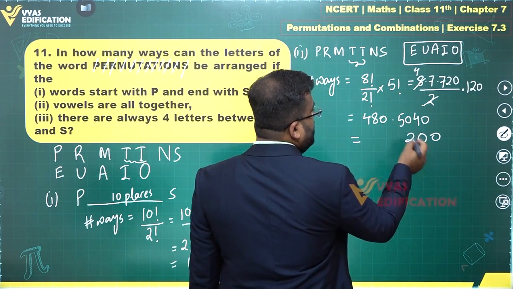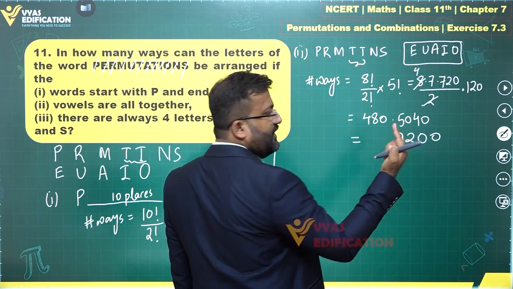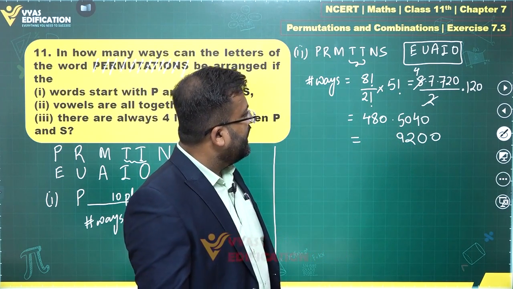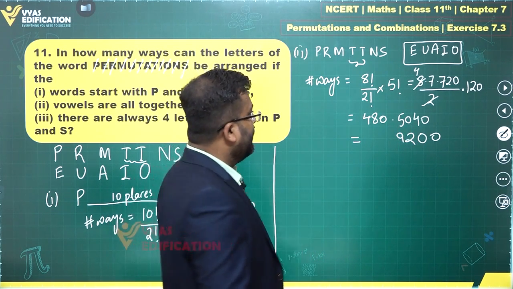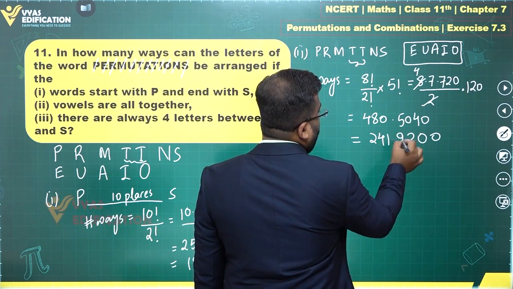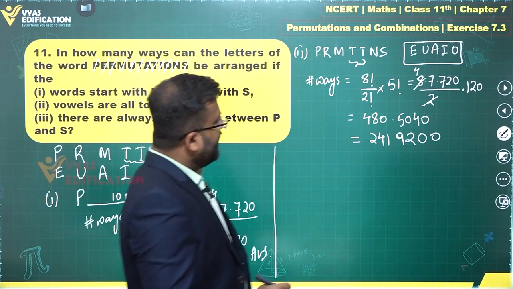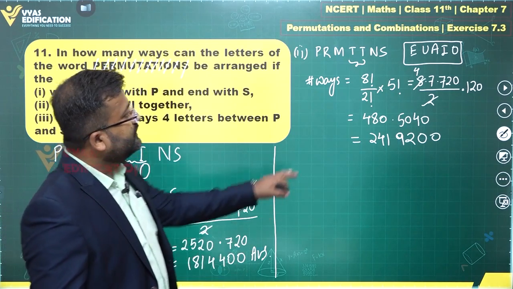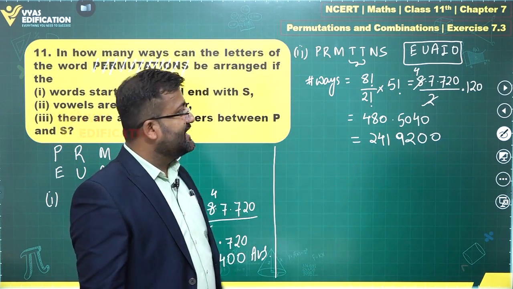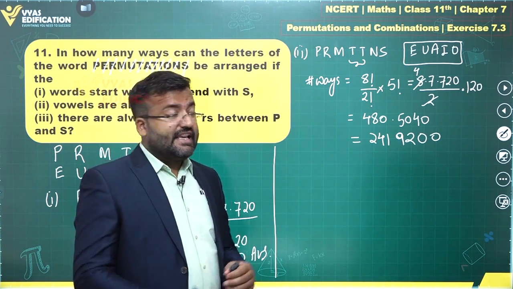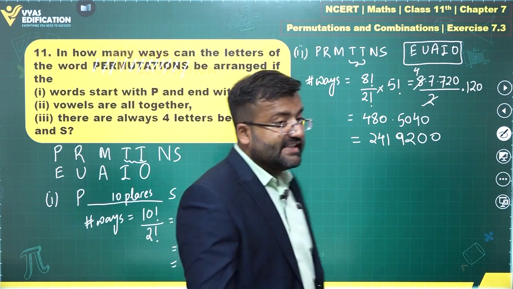So you have a 2. And you have a 9 as well, you carry forward a 1. 48 times 5 will be 240. 240 and 1 is 241 is what I get. So 2419200 are the total number of ways in this particular case over here, as you can see. This is the answer for this part over here, the second part.